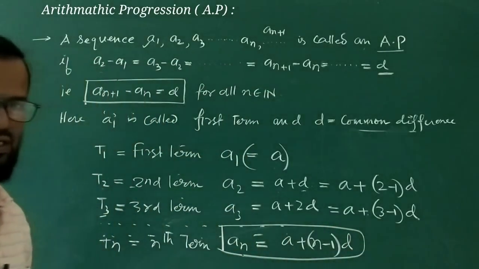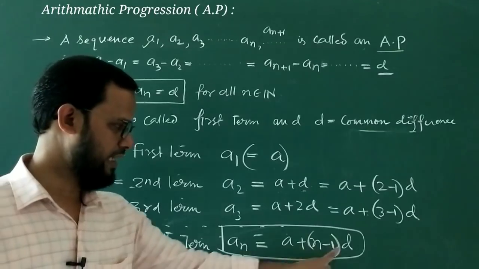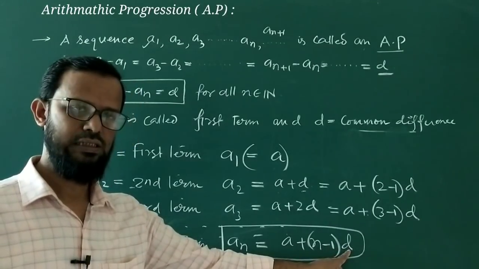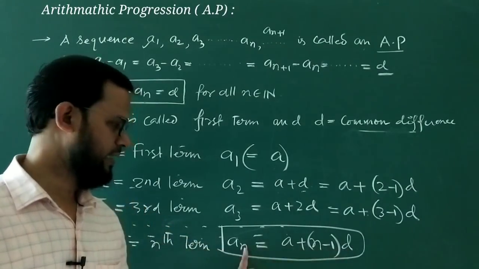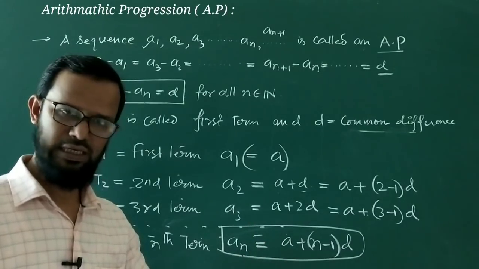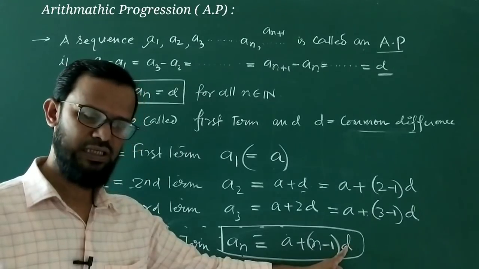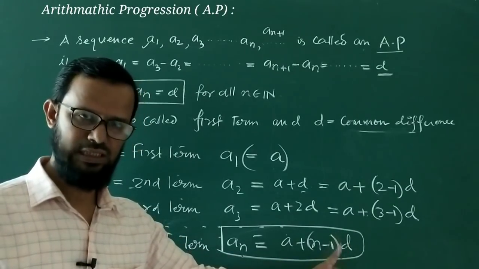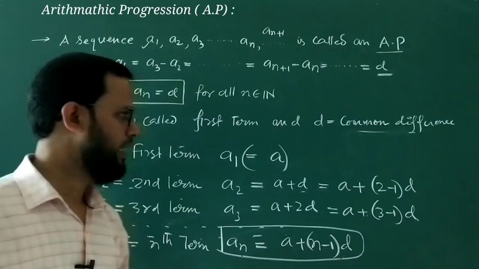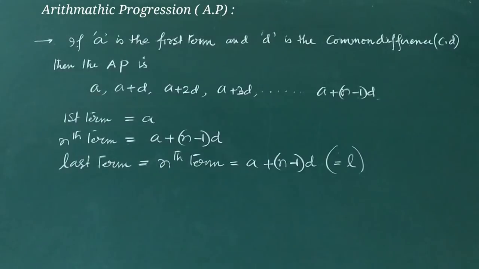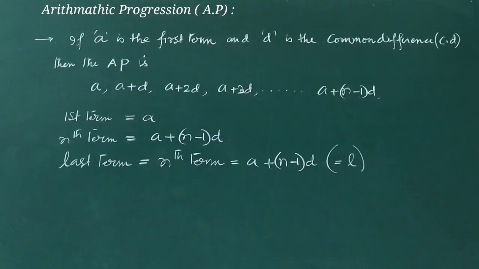How to find the nth term? If you know the first term as well as the common difference, you can find the nth term. आपको पहला टर्म पता होना चाहिए और कॉमन डिफरेंस पता होना चाहिए, आप nth term निकाल सकते हो. ठीक है, you can easily find the nth term. These are a few observations after discussing the arithmetic progression.